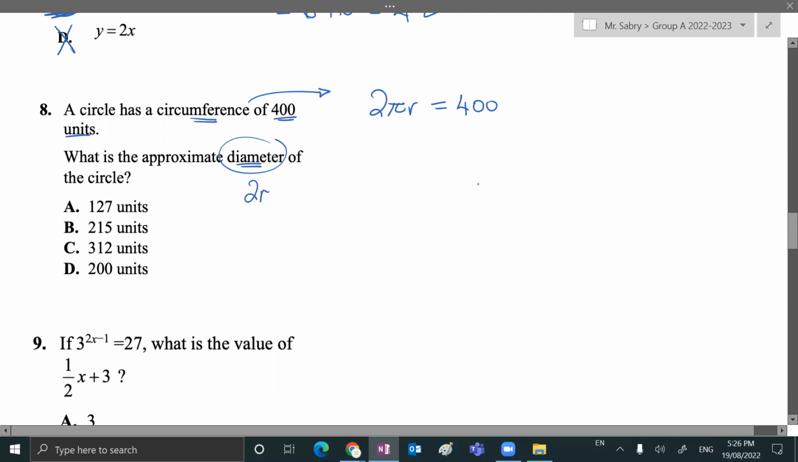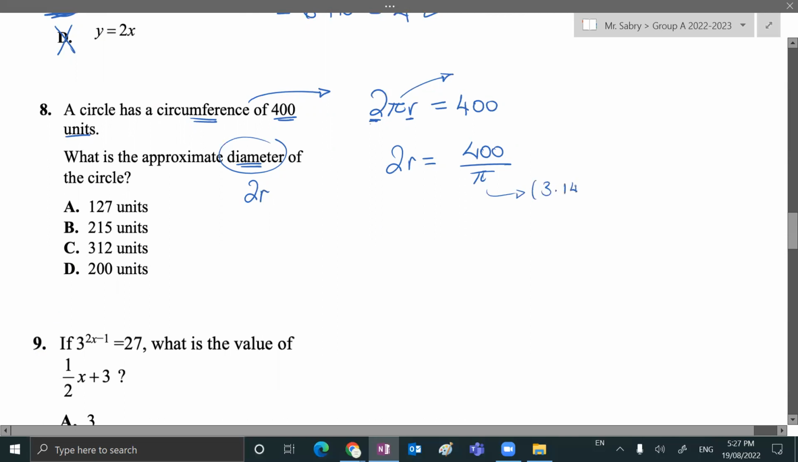So I want to know what the 2r is. How do I find the 2r? I think I have to move the pi to the other side by division. So the 2r must be equal to 400 divided by pi. Now pi is never supposed to be calculated, but in this question, when you look at the answers, the answer is not written in this form. It's written as a number, which means that I have to calculate what it should come to.